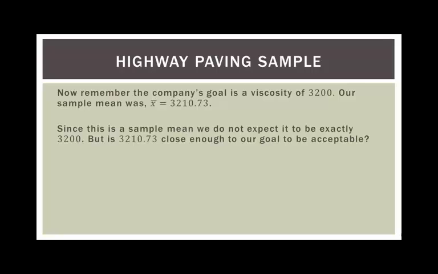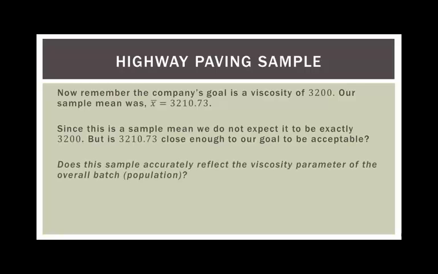So the quality control manager has this sample of 15 specimens, measures the viscosity of each specimen, and then comes up with a sample mean of 3,210.73. Is that close enough to the goal to put a check mark next to it and say, yep, this is a good batch? Does this sample accurately reflect the viscosity parameter of the overall batch population?